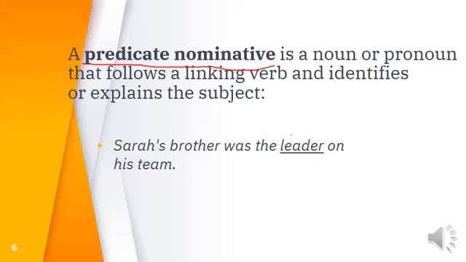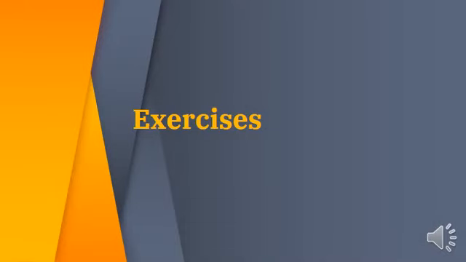Sarah's brother was the leader on his team. So here the word leader identifies the brother, and here I have an action and a linking verb, a very obvious one. So leader here is called a predicate nominative. So what is a predicate nominative? It's the noun or the pronoun after the linking verb in the sentence, and it identifies or explains the subject. So let's look at some exercises.